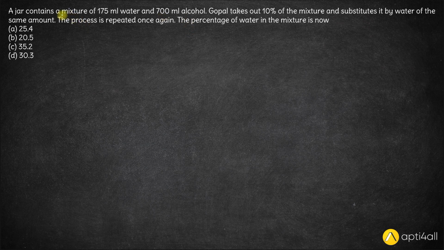Hi. So we have here a jar containing a mixture of 175 ml of water and 700 ml of alcohol. Now Gopal takes out 10% of the mixture and substitutes it with water of the same amount. The process is repeated again. So the process is done a total of 2 times. The percentage of water in the mixture is now how much?